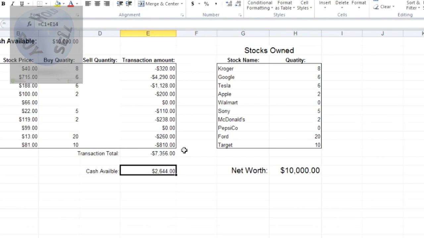I don't want to spend all of my money in the first year, so I'm just going to leave it like that. And you can see all of my stocks owned here. A couple of them I did not buy, my Walmart and my Pepsi. So hopefully Walmart and Pepsi go down so other people lose their money and I make money on mine. So I'm going to move on then from year one.